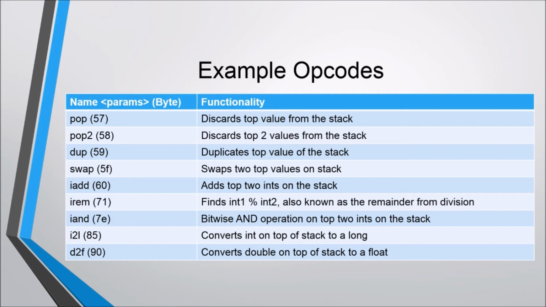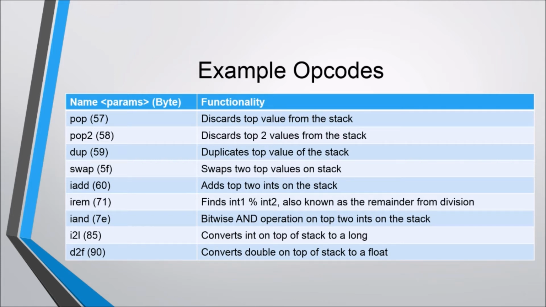Here are some things that deal with stack management and mathematical operations. So you can see pop here will discard the top value from the stack. Pop2 discards the top 2 values from the stack. Dup will duplicate the top value on the stack. Swap will swap the top two values.